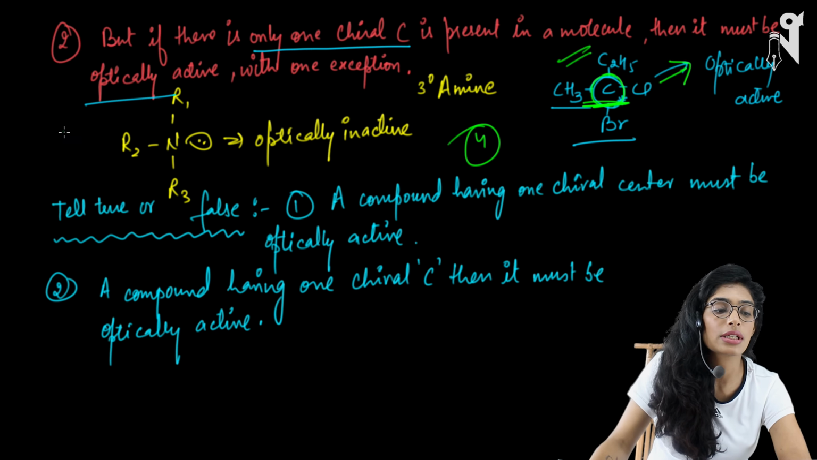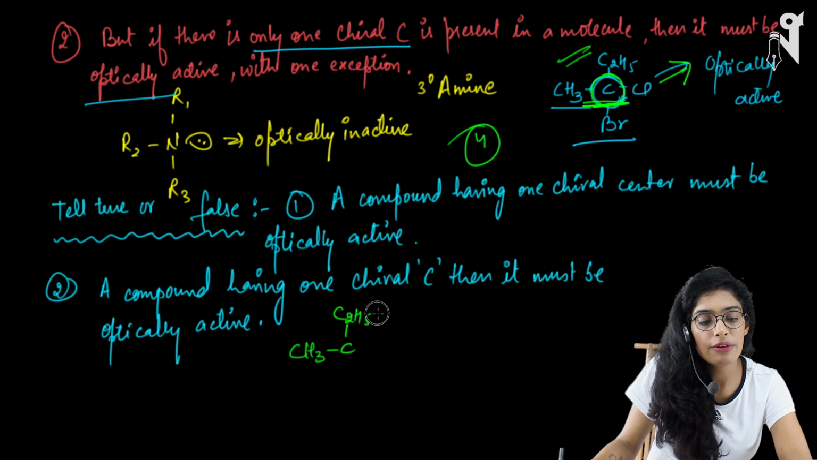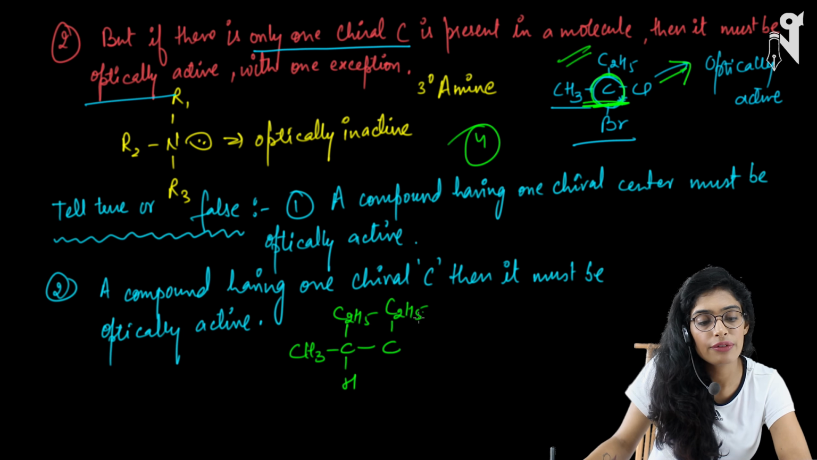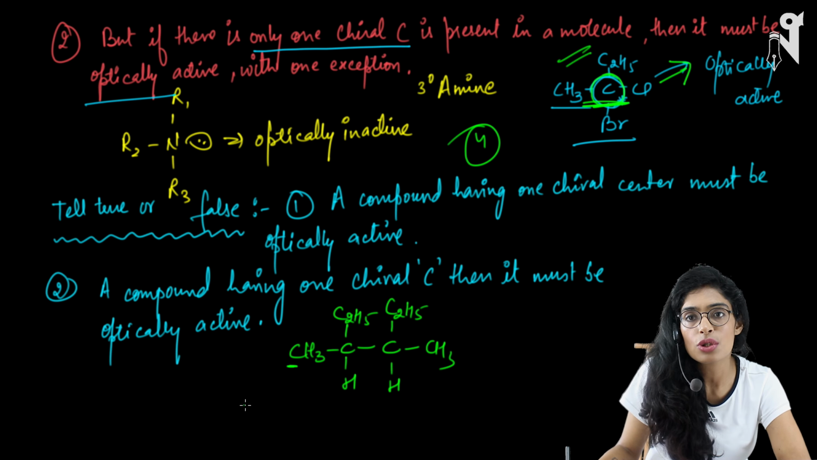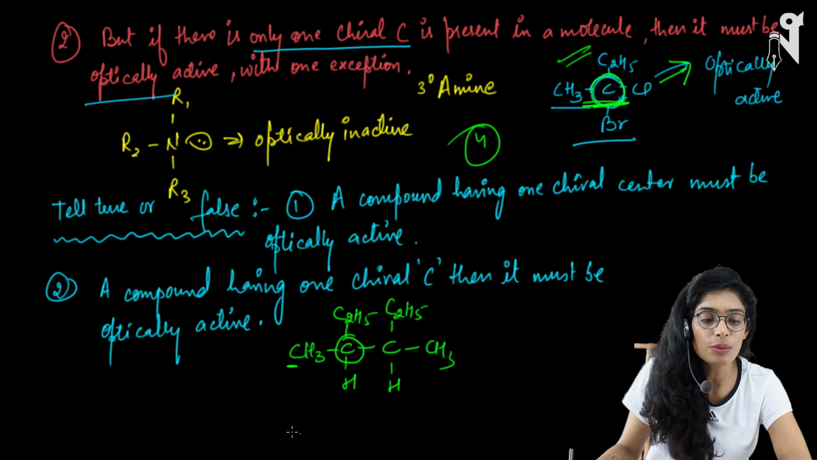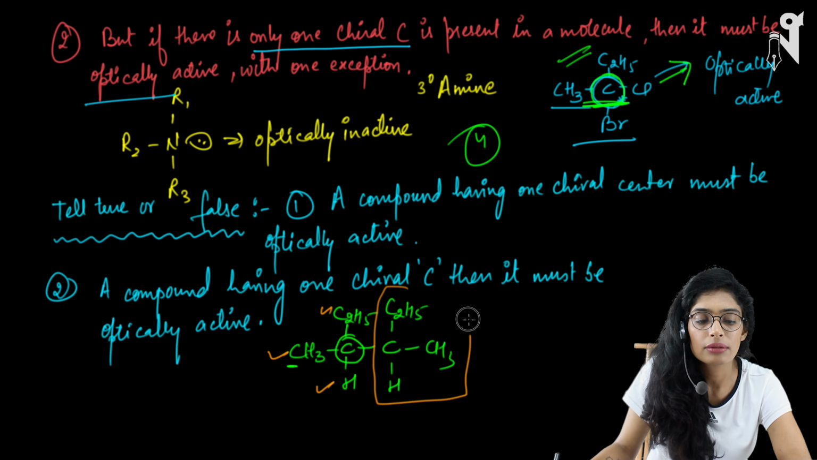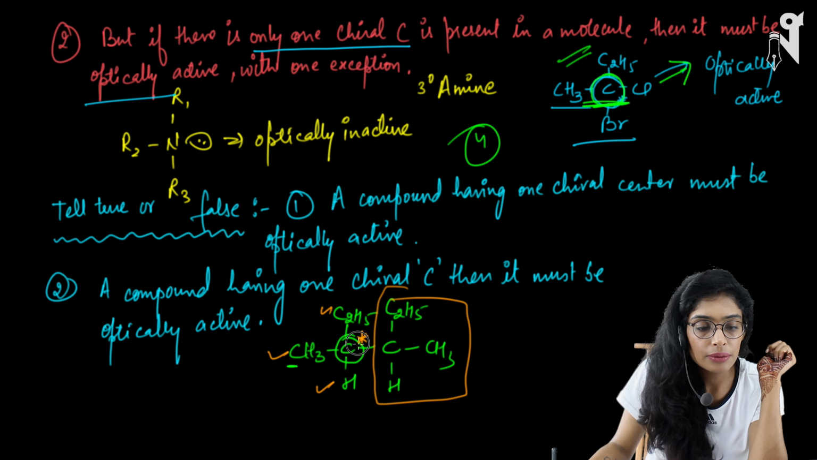But just in case I had a compound like this: CH3, C2H5, hydrogen, C2H5, hydrogen, and CH3. Let's say this is my compound. Now look at this carbon. Does it have 4 different attachments? No, so this cannot be a chiral center. Look at this carbon. Does it have 4 different attachments? One is CH3, one is C2H5, one is hydrogen, and one is this whole thing. So all 4 attachments are different. So yes, this is a chiral center.